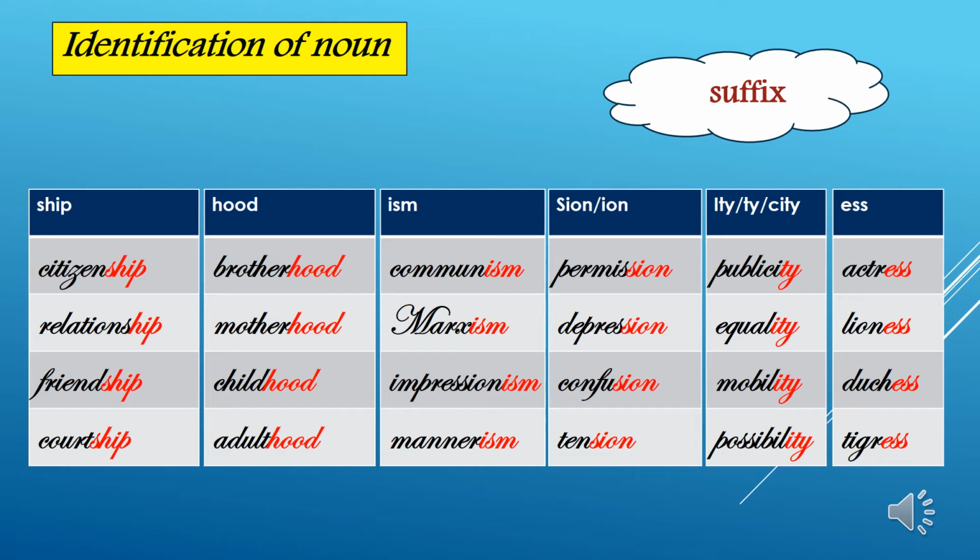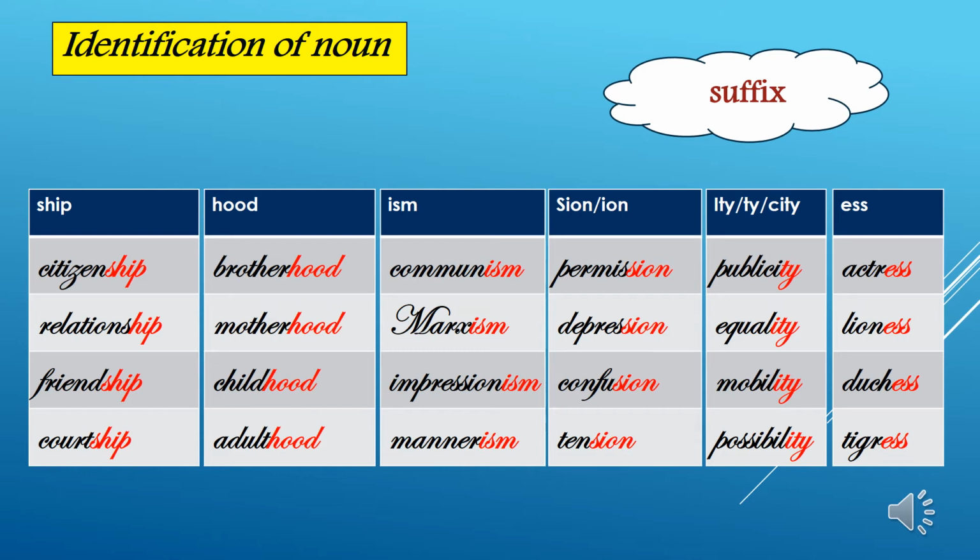Permission, yes, sion also forms nouns. So be it tion or be it sion, it is always a noun. Permission, depression, confusion, tension, all these words have sion at the end, and all these are nouns. So ity, like publicity, equality, mobility, possibility. So all these ity words are nouns.